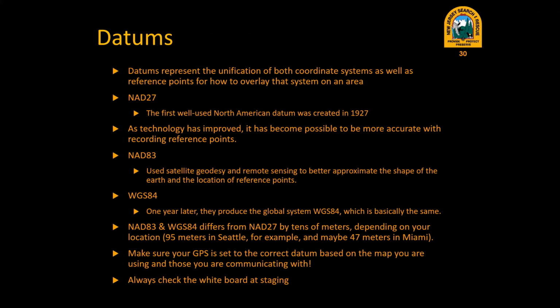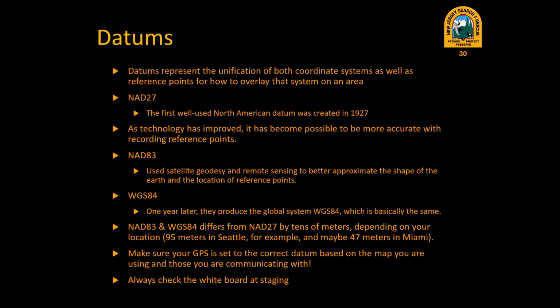NAD 83 was created as an update to NAD 27 in the year 1983, as the 2 digits on the end kind of indicate. And it used things like satellite geodesy and remote sensing to better approximate the shape of the Earth. WGS 84 was created 1 year later, and it represents a global system. It's very, very similar to NAD 83, and they're often used interchangeably. So on some GPS devices, you'll see one or the other, but not both.